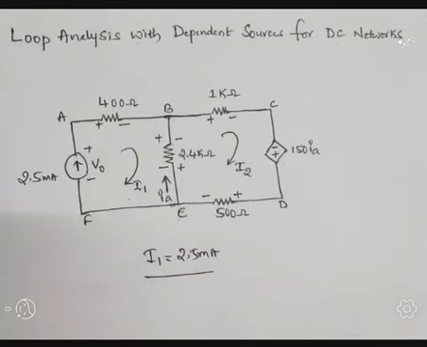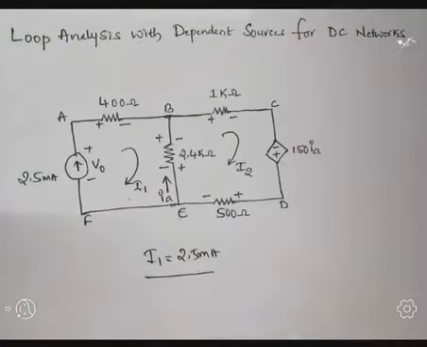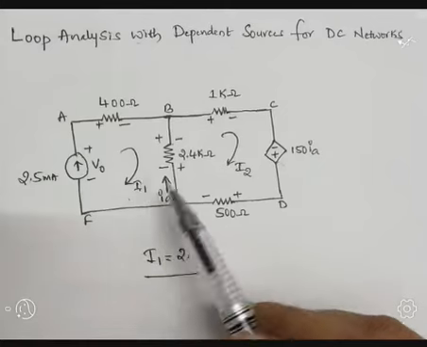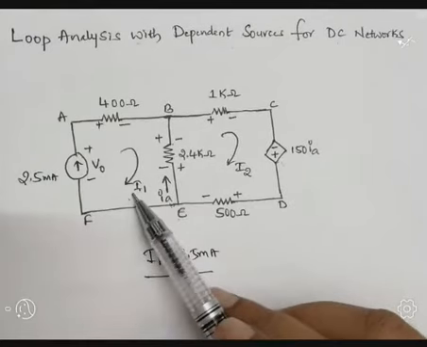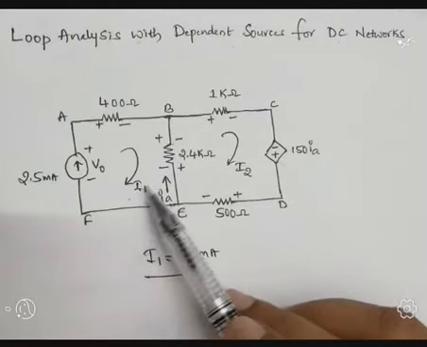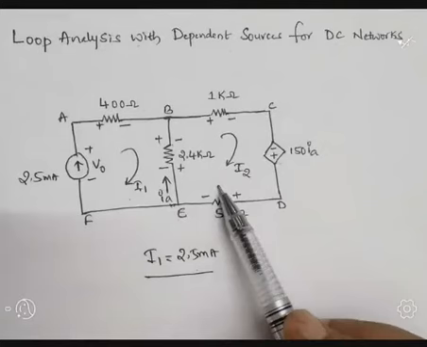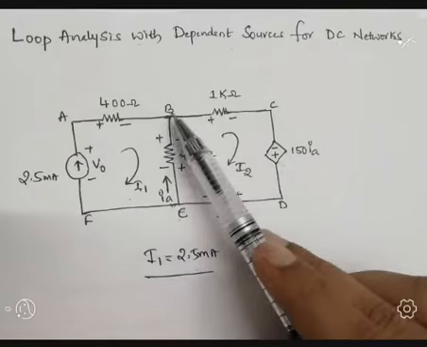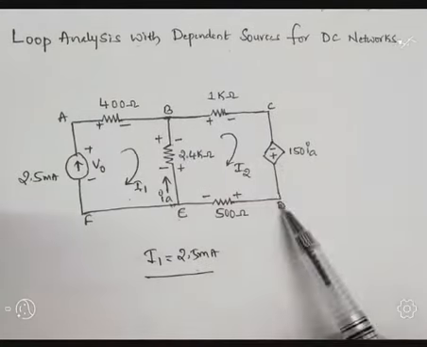Now I am going to apply KVL to the second mesh, because current I1 is already calculated. Applying the KVL is nothing but finding the unknowns. There are two unknowns, I1 and I2 loop currents. Already we calculated I1, so there is no need to apply the KVL to the first mesh. Directly I am applying the KVL to the second mesh or second loop, that is, apply the KVL to the loop B, C, D, E, B.